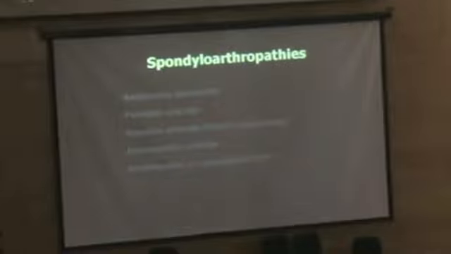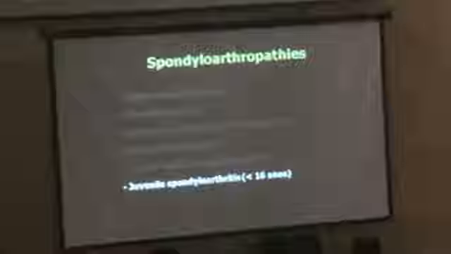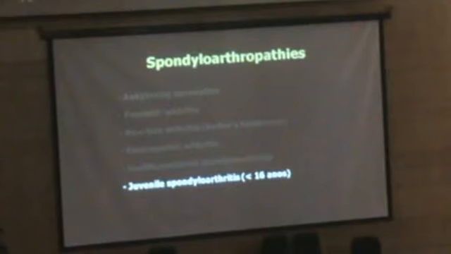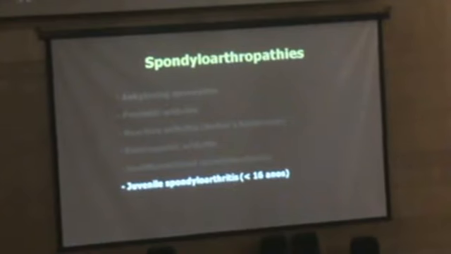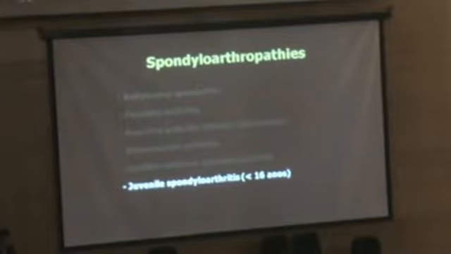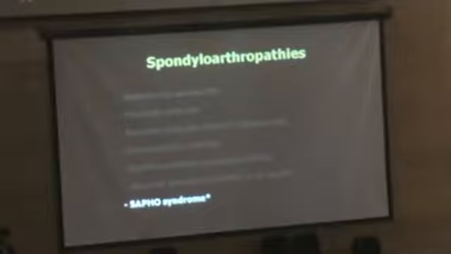spondyloarthropathies that we know. And often when we have very young subjects, less than 16 years of age, affected by spondyloarthropathies, we tend to call this a juvenile spondyloarthritis. Many rheumatologists now, especially in the European Society of Rheumatology, EULAR, tend now to put Behçet's syndrome as well as a spondyloarthropathy.